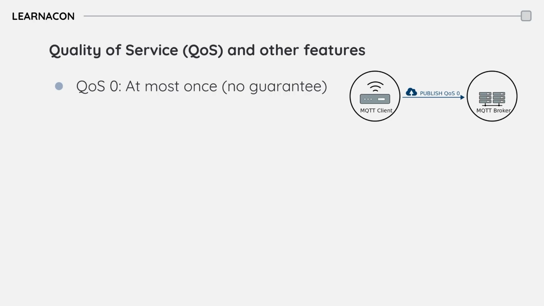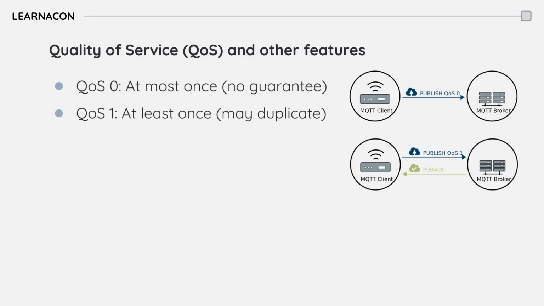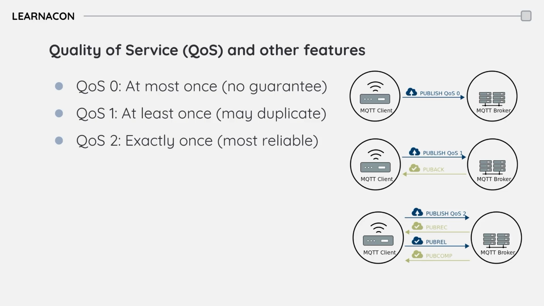Quality of Service 1 steps it up. It ensures the message is delivered at least once. The receiver must acknowledge it, but if that acknowledgement gets lost, the sender might resend, so duplicates can happen. Quality of Service 2 is the most robust. It guarantees the message is delivered exactly once. It uses a more complex handshake to avoid duplicates entirely. This level is ideal for critical commands where precision matters. Each quality of service level offers a trade-off between reliability and performance, giving you control based on your application needs.